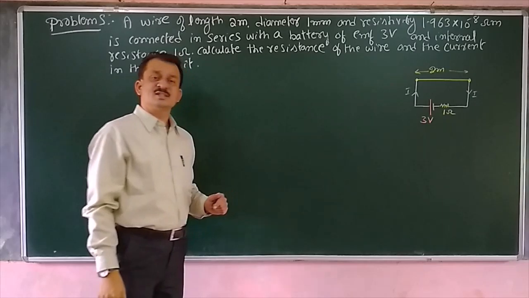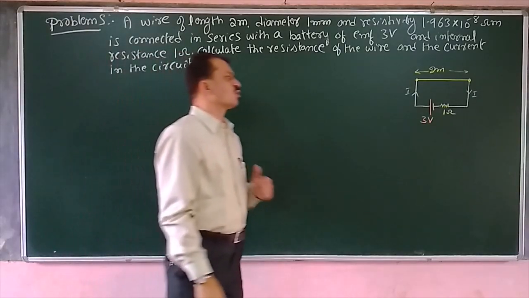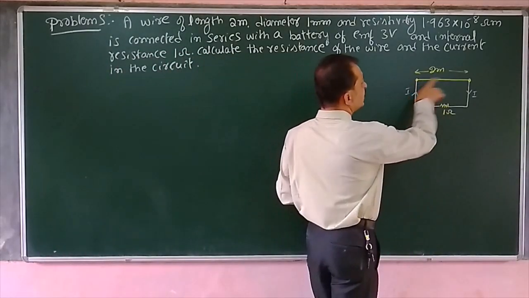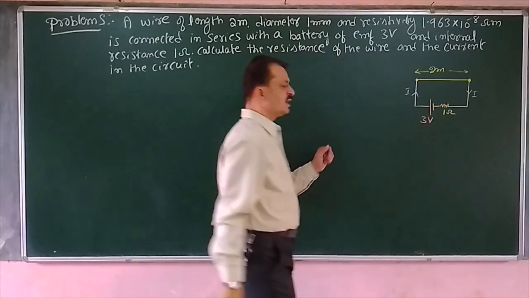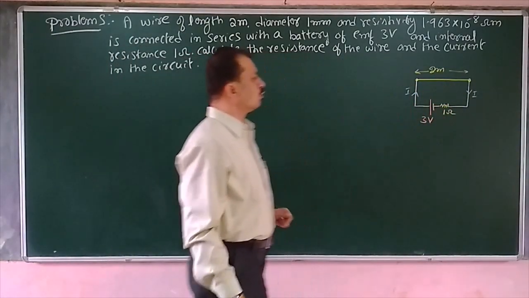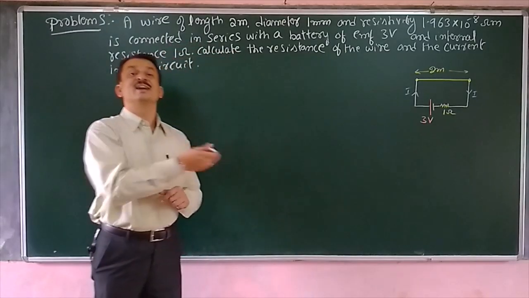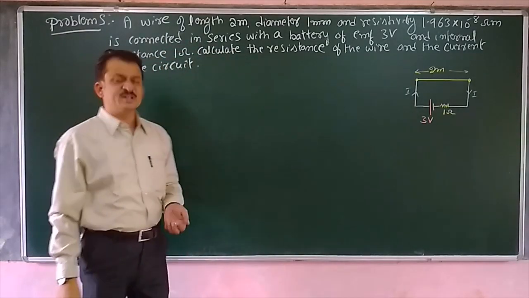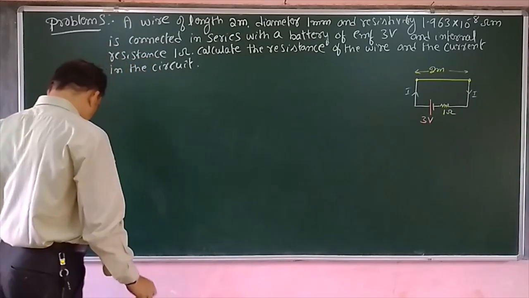First we have to calculate what the resistance of the wire is. And then if this wire is connected across a 3 volt battery with an internal resistance of 1 ohm, then what is the current flowing in the circuit? Now these things we are going to work out.